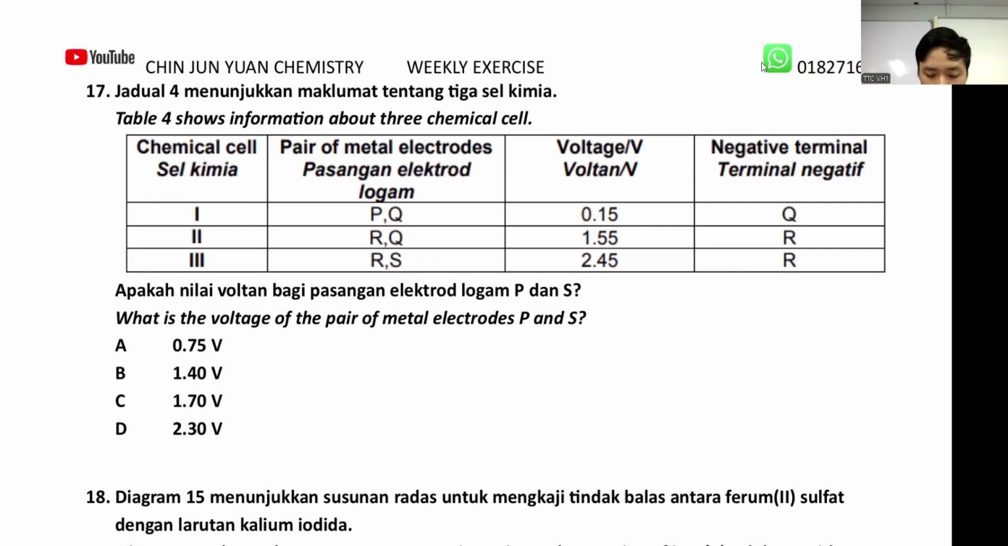Question 17. Table 4 shows information about 3 chemical cells, also known as voltaic cells, where the anode is the negative terminal and the cathode is the positive terminal. Normally, the anode uses metals like magnesium, aluminum, or zinc, which are more electropositive, at the top. And the cathode normally uses copper or silver, which are at the bottom, less electropositive metals.